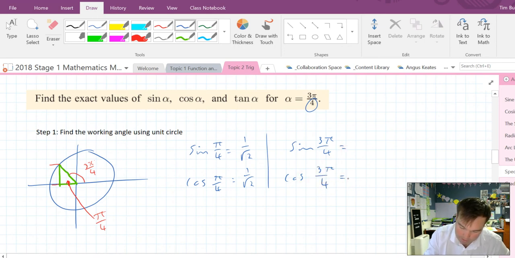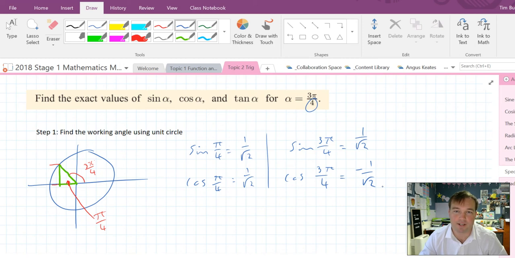Now, if you look at that diagram, sine of pi on 4 is going to be positive. Sine of 3 pi on 4 is still above the x-axis, so it's still going to be positive 1 on root 2. But cos of 3 pi on 4 will be the same in magnitude, it's the same size, but now negative 1 on root 2. Alright, so it's the same here, but a mirror image onto the negative side.